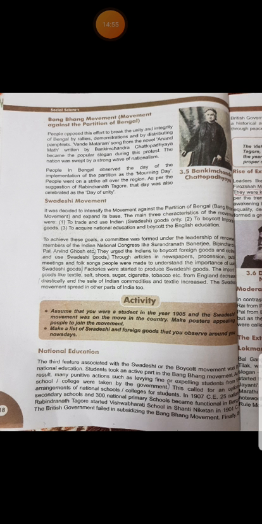Then these leaders urged, persuaded, explained to people: boycott foreign goods, and use Swadeshi goods, use clothes made in our country. Through articles in newspapers, processions, public meetings, and folk songs, people were made to understand the importance of using Swadeshi goods.